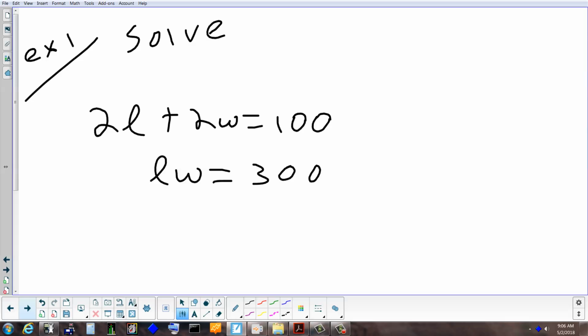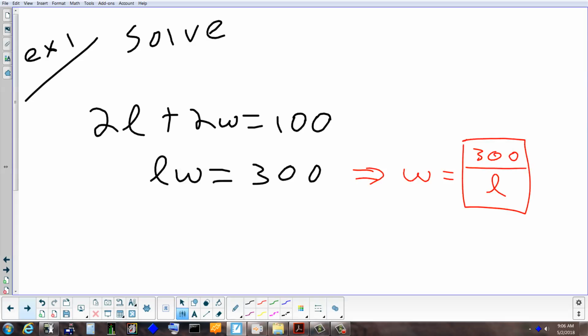And Gracie, what letter do you want to solve for in the bottom one? W. All right. So Sam, if we get W by itself, using the bottom equation, what would that equal? 300 over L. Okay, so now we've got a formula for W. And once I get L, like let's say L was 10, then I just do 300 divided by 10, then I have W. So I'm going to come back to this formula at the end eventually.